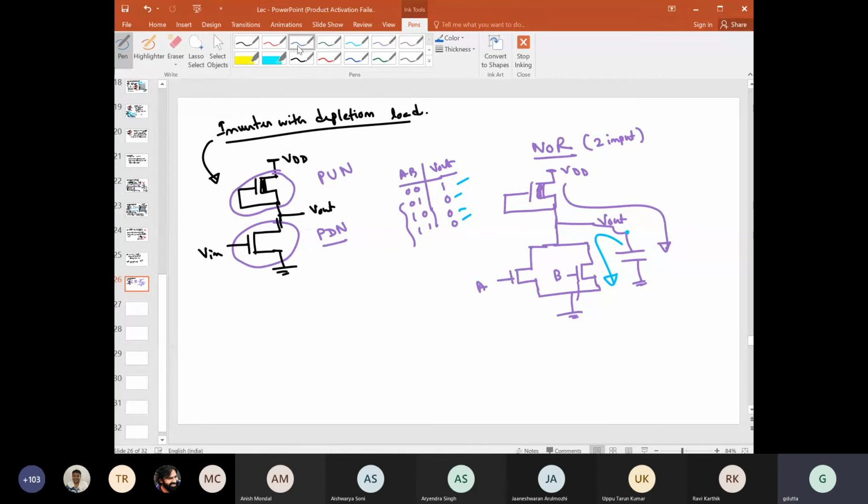If I then ask you to implement the two input NAND gate, I think it should not be difficult for you, because it will be the same thing. Instead of making them parallel, it has to be in series.